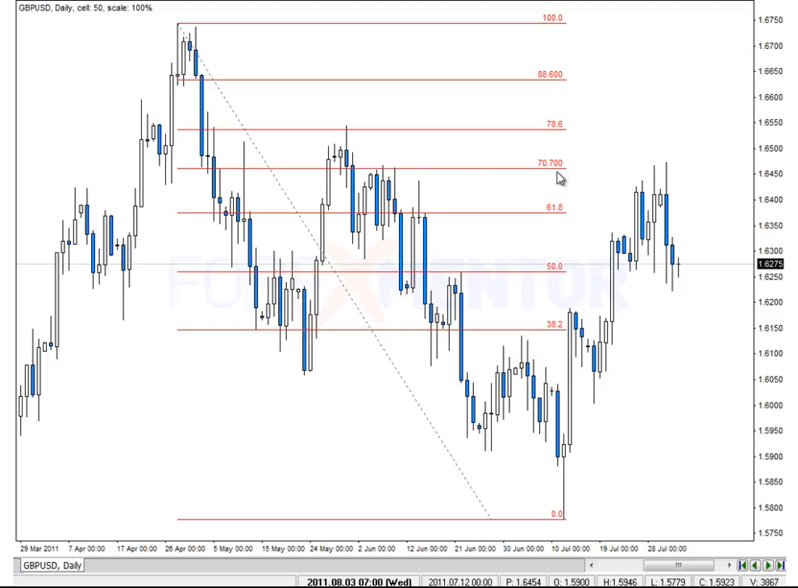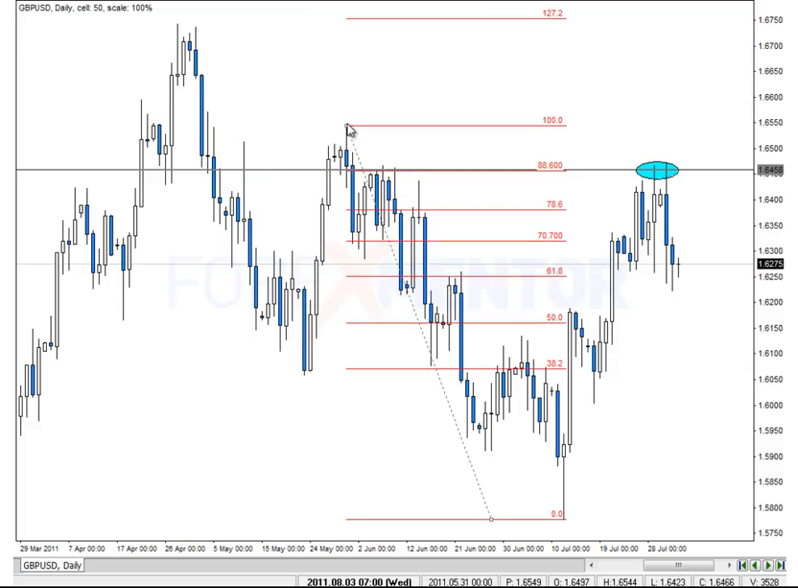You can see price is trading around the 70.7 retracement. If we take our horizontal line and drop that down, we have an area, this level right in here, acting as key support and resistance. It breaks through, holds as support briefly, back to resistance, then back to resistance. So we've got a key level that we've identified.